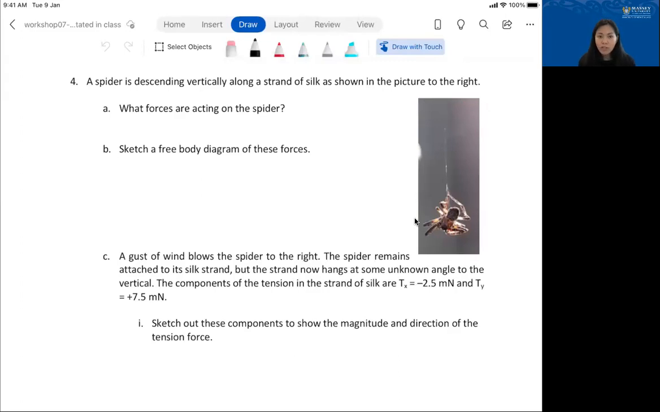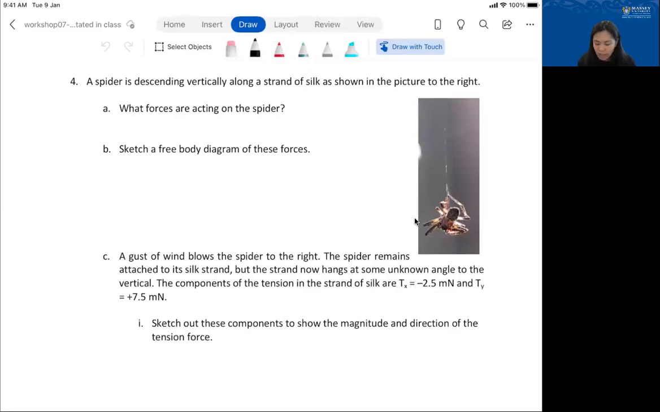So question 4 is combining everything we've learned so far about forces and acceleration. A spider is descending vertically along a strand of silk, as shown in the picture to the right. We'll consider the silk as something that's not very elastic, so we'll treat it like a rope or a string. A string would probably be a better description than a rope, instead of an elastic band, for example.